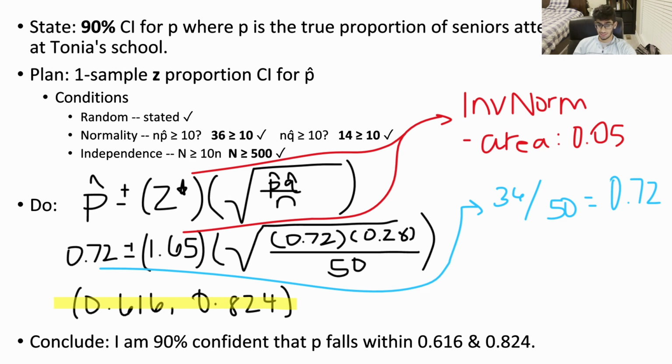How to calculate the z critical value? You go to inverse norm on your calculator, and the area is the same thing, the area in the tail, so it'll be 0.05, and that's how you get 1.65 as your z critical value. Then you just put everything into the calculator for those variables, and you get the highlighted confidence interval.